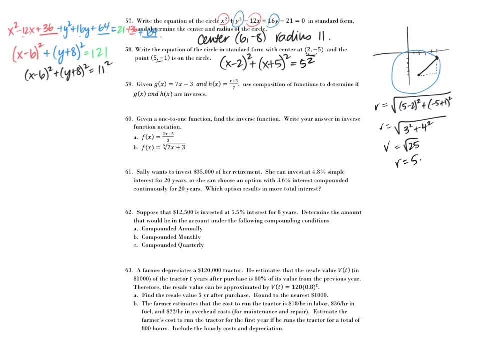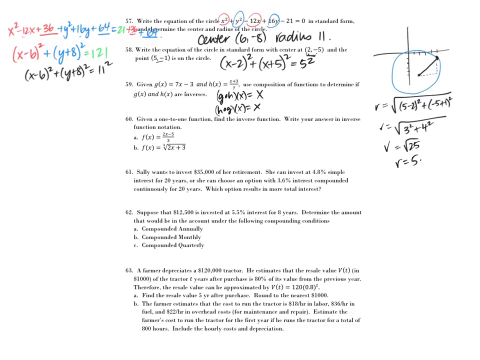Okay. Given that g of x is that and h of x is that, use composition of functions to determine if g and h are inverses. So what we want is that g composed with h of x is just the function x, the identity function, and that h composed with g of the function x is the identity function x. So we'll check out both ways.